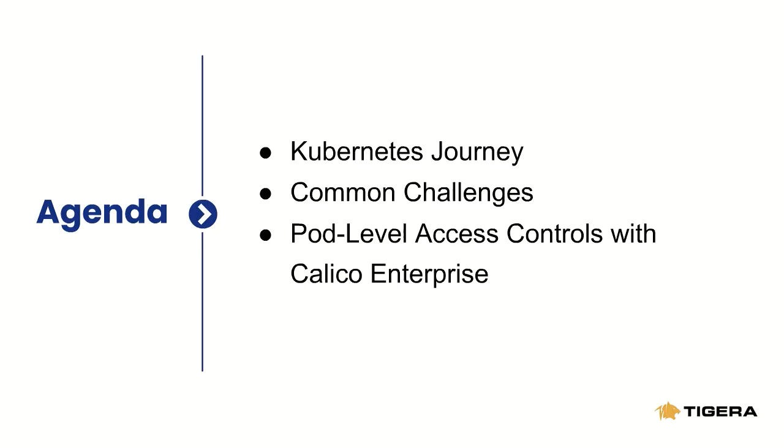So today we're going to cover three different topics. We're going to cover the Kubernetes journey and what we've discovered through hundreds of different engagements with companies who are adopting Kubernetes. We're going to talk about some of the common challenges, and we're going to dive into the details of one of those challenges, which is pod-level access controls. And we'll talk about how Calico Enterprise helps with that particular use case.